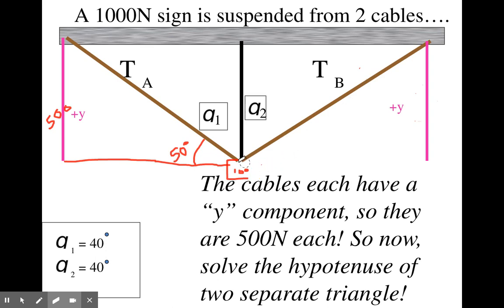Unlike, kind of like in projectile motion, we had multiple problems, multiple equations. What's really nice about this is in tension, we pretty much have one type of problem. So you should be ready to go on that.